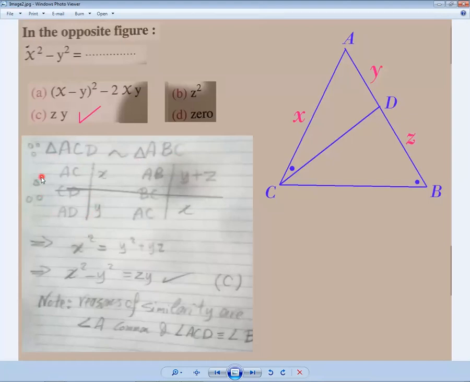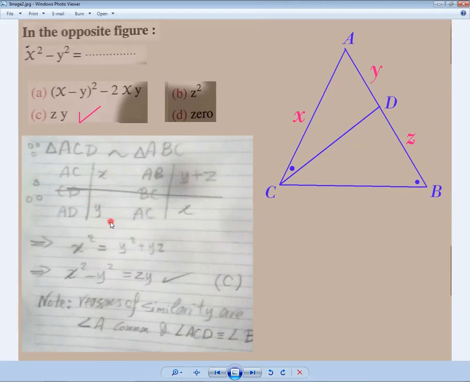Now, writing the ratios of the sides. The triangle ACD has 3 sides, AC, CD, and AD. From the figure, AC and AD are X and Y. In the same order, I have to write the sides of triangle ABC. It's AB, BC, and AC. AB is Y plus Z, as you see in the figure, the total side, and AC is just X.